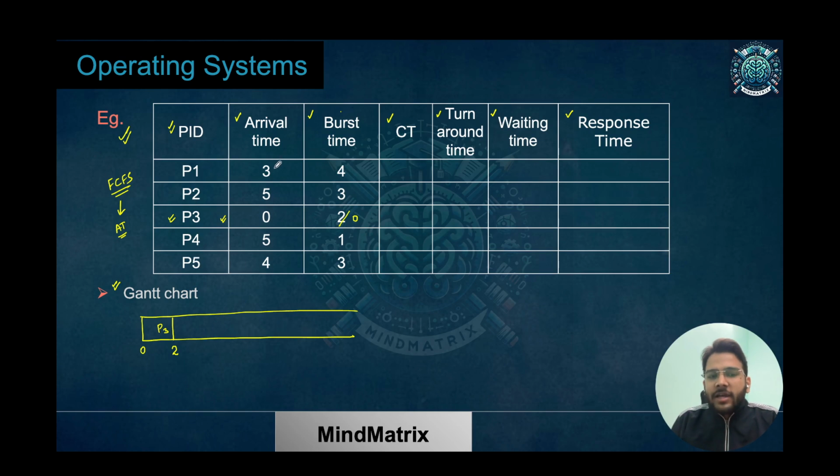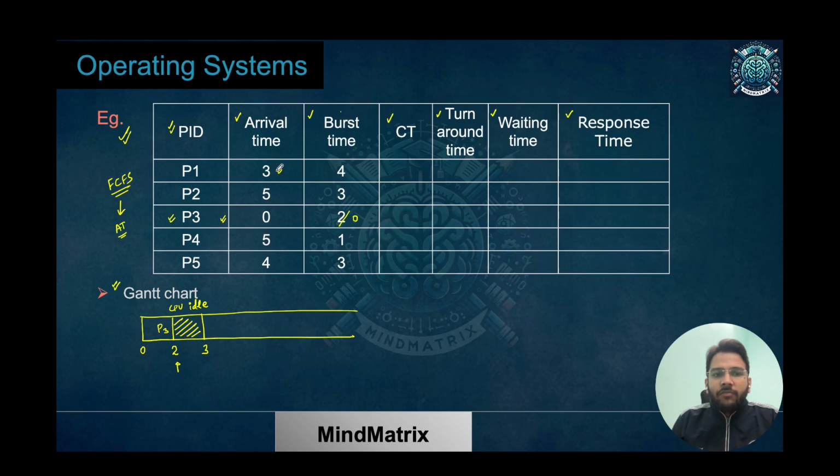Now at 2 units of time, do we have any process in the ready queue? Let's see here. P1 is having the arrival time of 3, P2 is having arrival time of 5, P4 is having arrival time of 5, P5 is having arrival time of 4. That means at 2 units of time, there is no process present in the ready queue. So from 2 to 3, the CPU will remain idle. It is not performing any useful task because none of the processes are present in the ready queue at 2 units of time. So for 1 unit of time, CPU will remain idle.